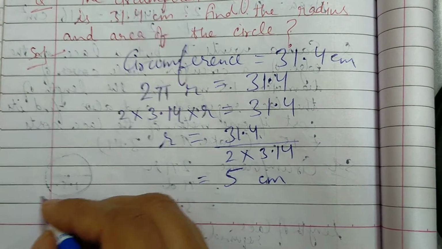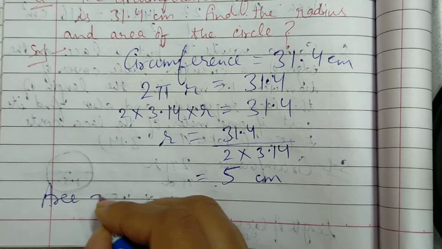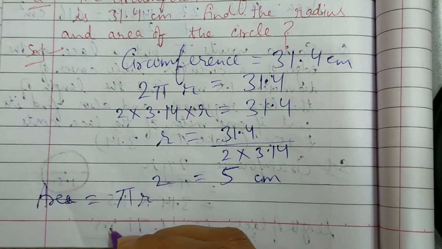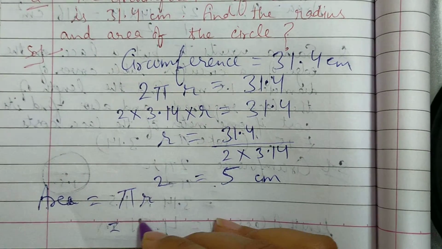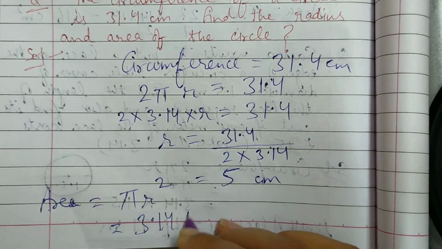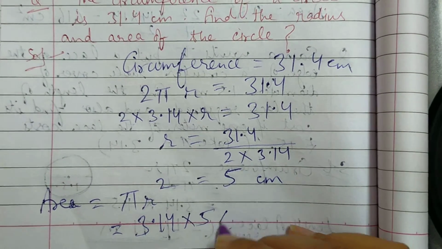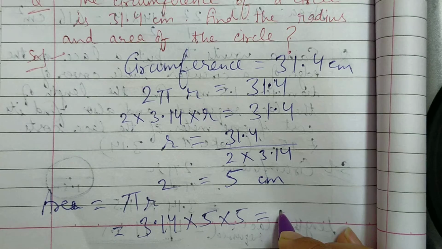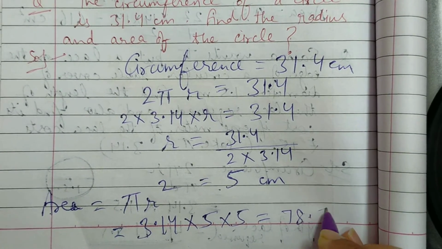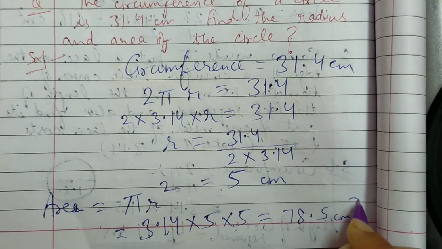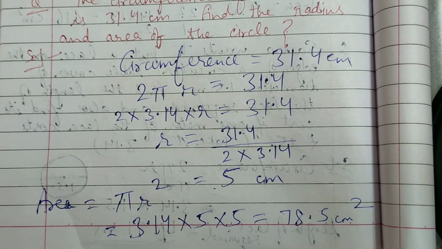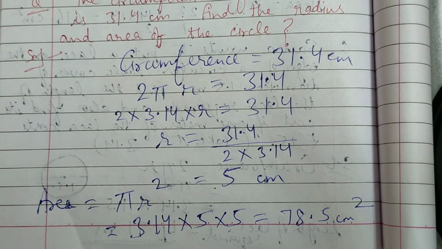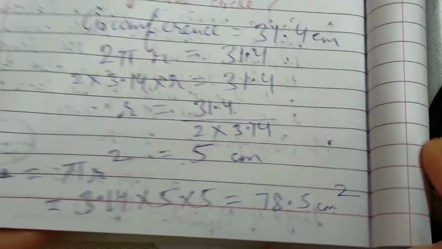Now we have to find the area also. Apply the formula. Formula of area is pi r square. So pi is 3.14 multiply r is 5, r is 5. When you will multiply, you will get 78.5 centimeters square. This will be the area. So in all the questions, you just have to apply these two formulas and you will get the answer.